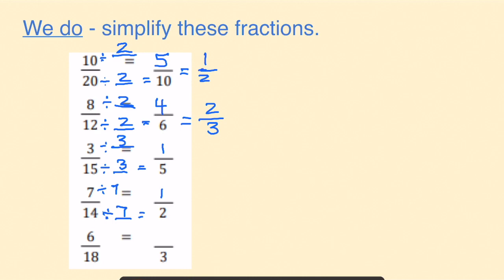And finally, 18 divided by something equals 3. I know that 18 divided by 6 equals 3. So I also need to do that to the numerator to find an equivalent fraction. And 6 divided by 6 is 1, so 1/3.